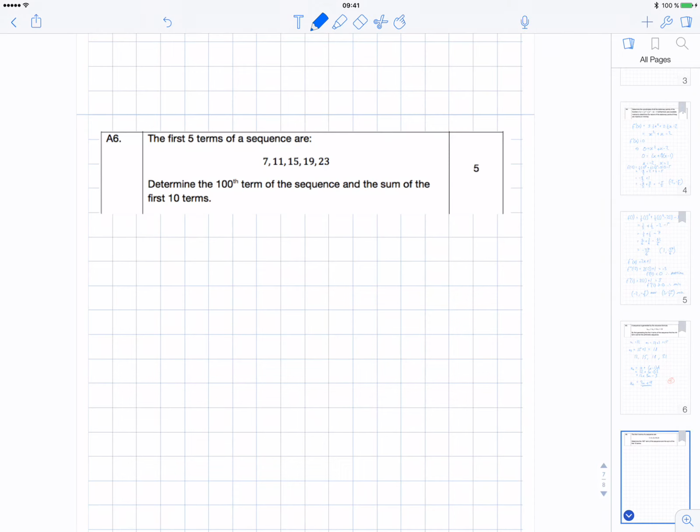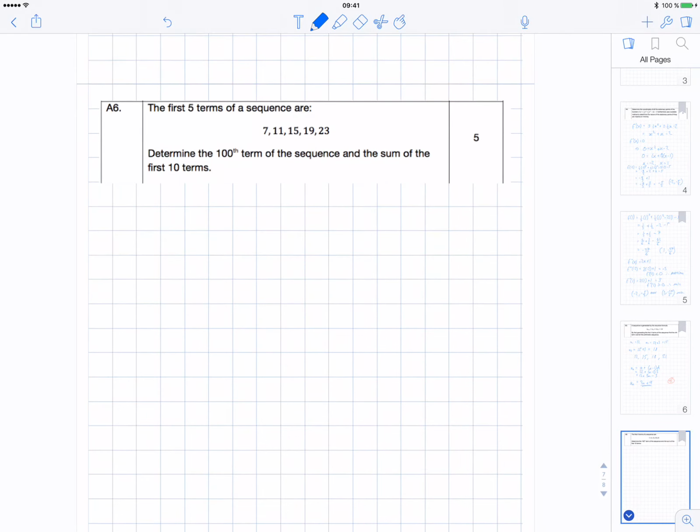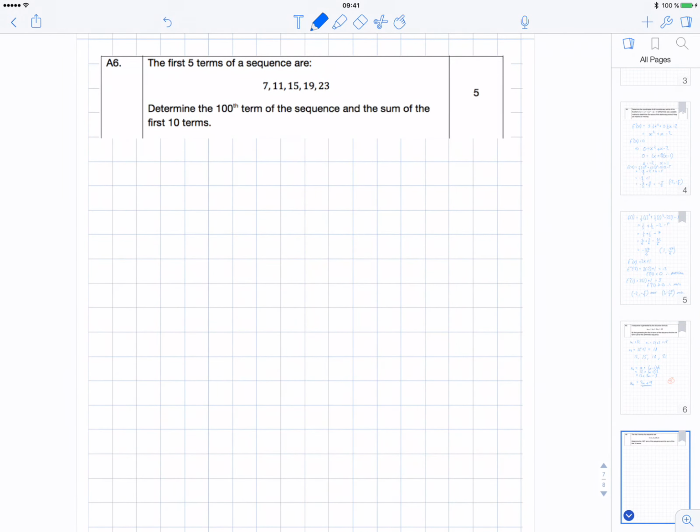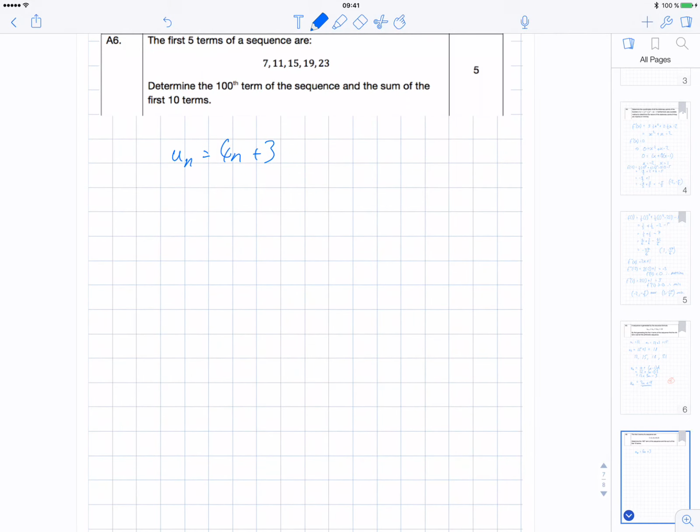A6, the first 5 terms of the sequence are 7, 11, 15, 19, 23. Determine the 100th term of the sequence and the sum of the first 10 terms. So, difference is 4, so the difference is 4 every time, so it's 4n plus 3. So, determine the 100th term, equal to 403.